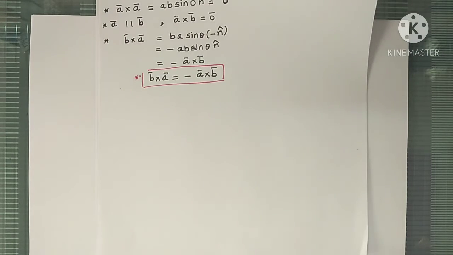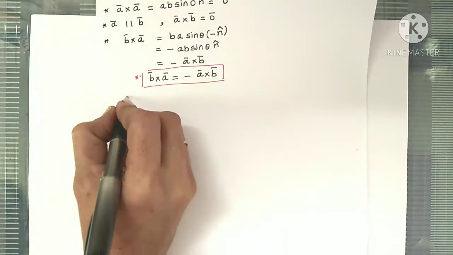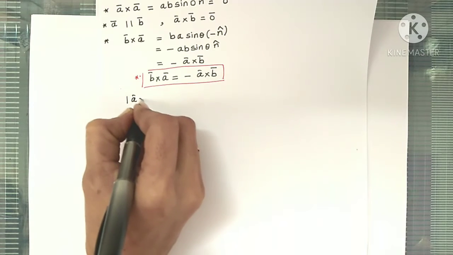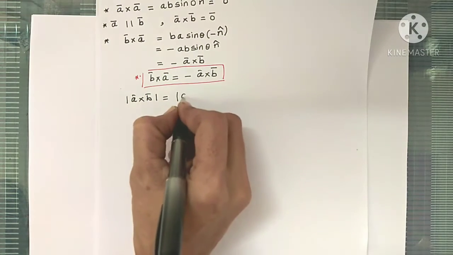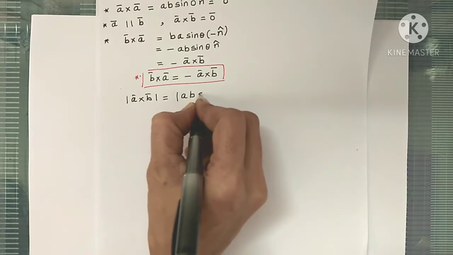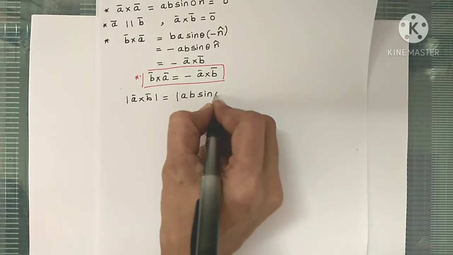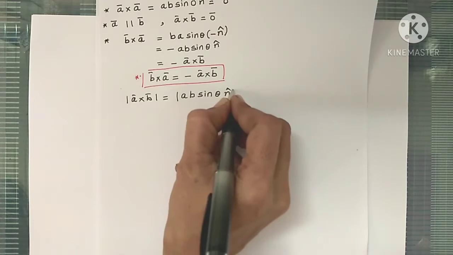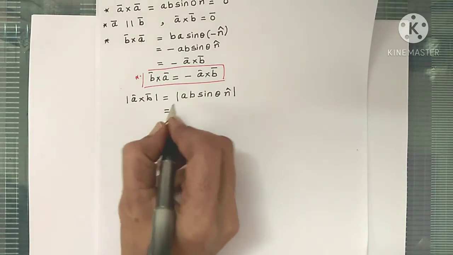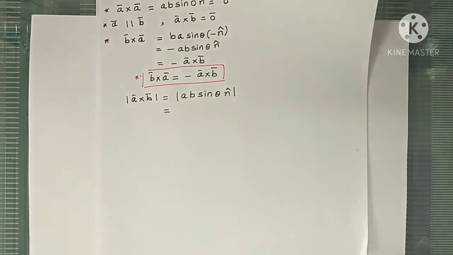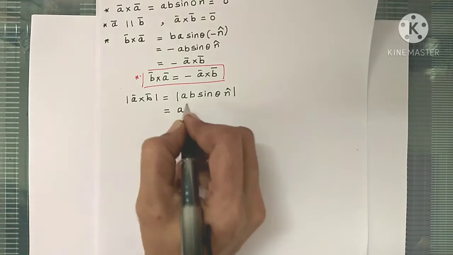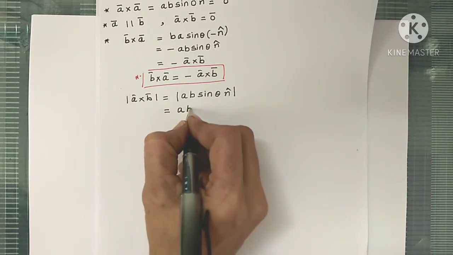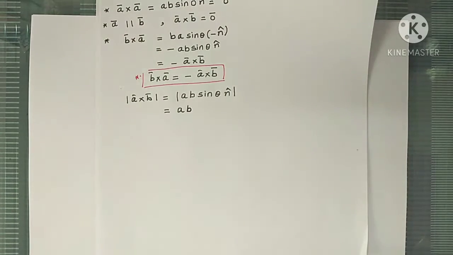Now what happens if I take modulus of A bar cross B bar? Modulus of A bar cross B bar equals modulus of AB sine theta n cap. So taking modulus, modulus of A is already a positive value as it is the magnitude of A bar. So this is A. Modulus of B bar is B. So modulus of B is also B.